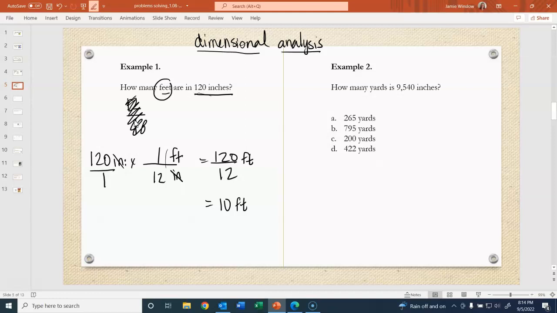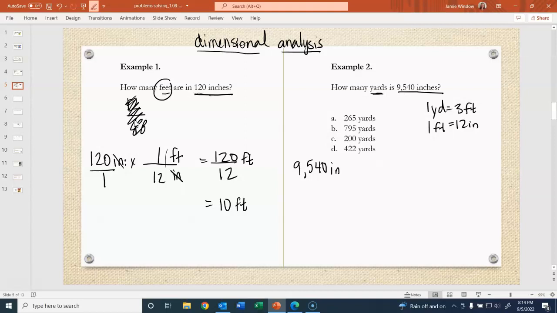If you look at example 2, again, let's review. We know that there is 1 yard in 3 feet. We also know that there is 1 foot in 12 inches. So this information is going to be helpful to us. And we're going to, again, start with what we're given. We're given 9,540 inches, and we want to end up with yards. But we don't have a direct inches to yards conversion, right? We have inches to feet and feet to yards.